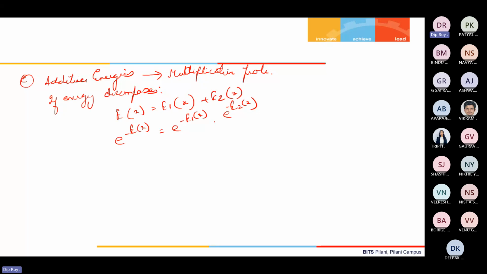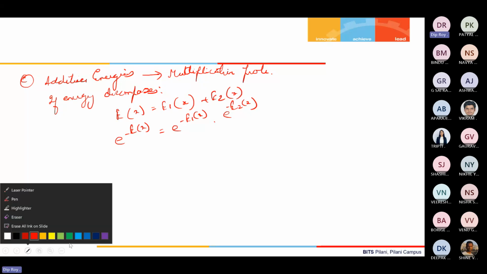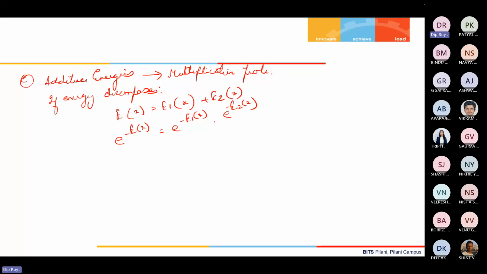So the moral of the story that you should always remember is that you have this energy function E of x, you make it into this particular form, you add normalization, and you get your P of x. This is the entire mapping.